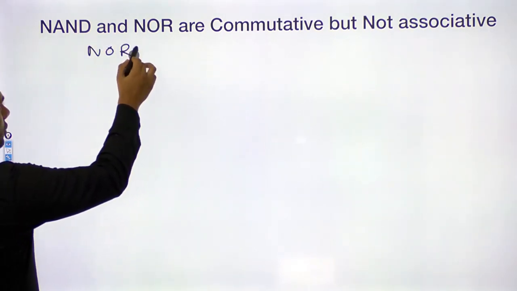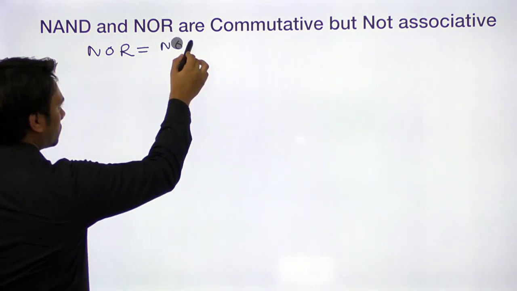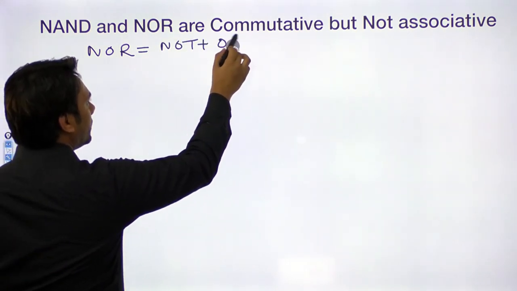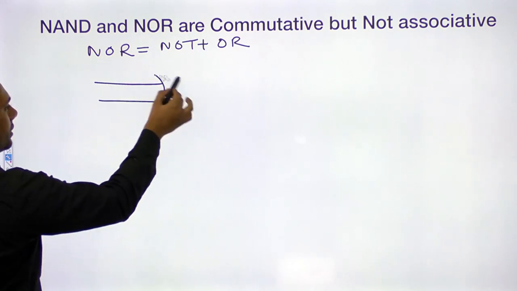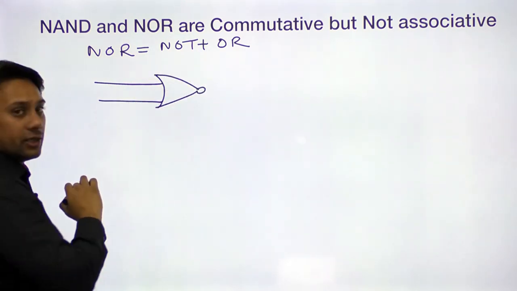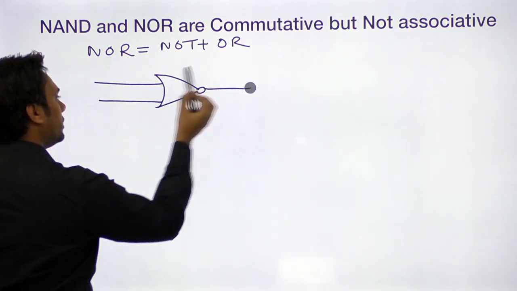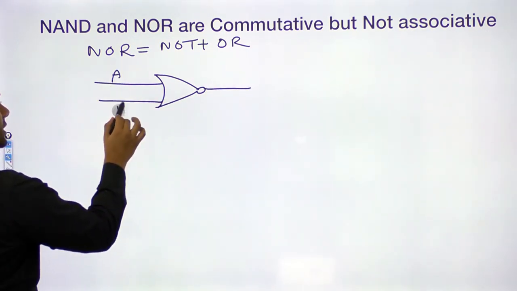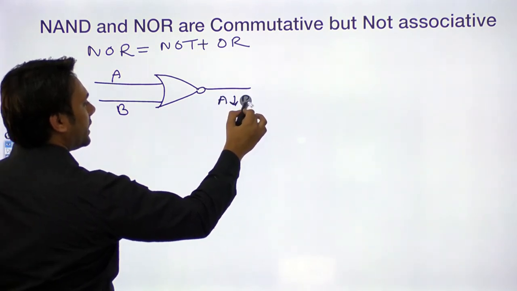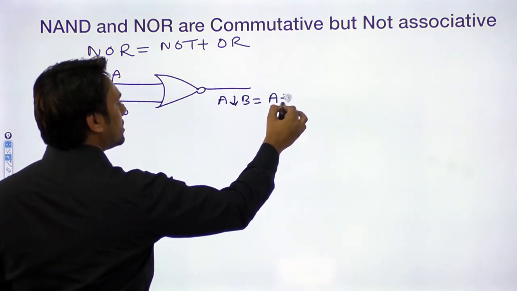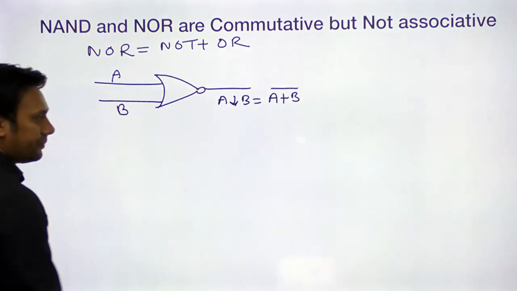What is this NOR gate? So NOR gate is a NOT gate plus an OR gate. The simple symbol is something like this. I'm going to use an OR gate here, and with this OR gate, I'm going to use a NOT gate. So if the input here is A, if the input here is B, then this A NOR B is actually equivalent to A plus B whole complementation.